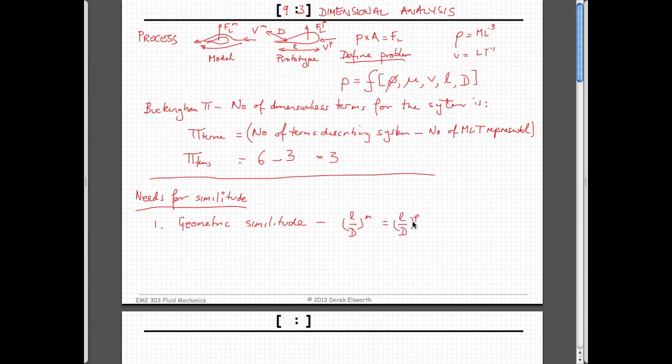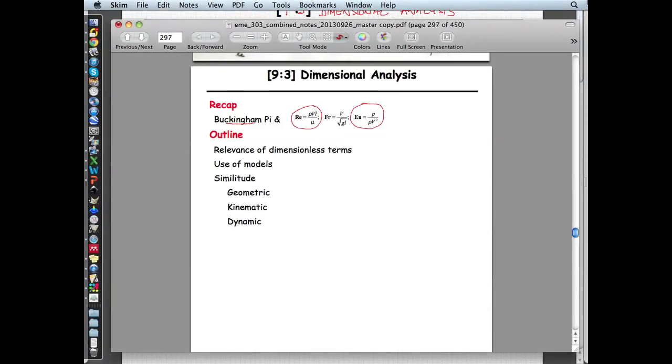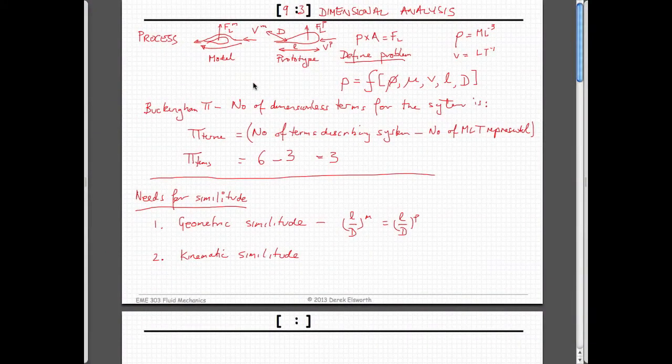So this P is not an exponent, it's just the magnitude. That's just saying that if you're going to use a scale model, it should be a scale model. It's saying nothing more than that. The second point is you want to have kinematic similitude. Yeah, kinematic similitude.